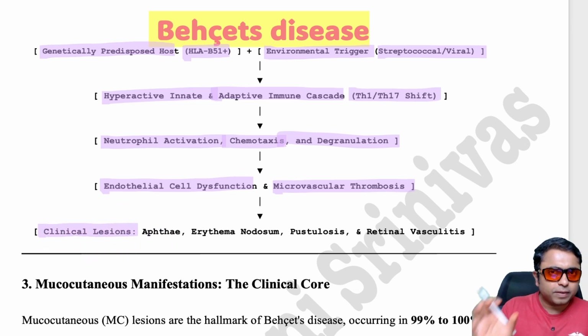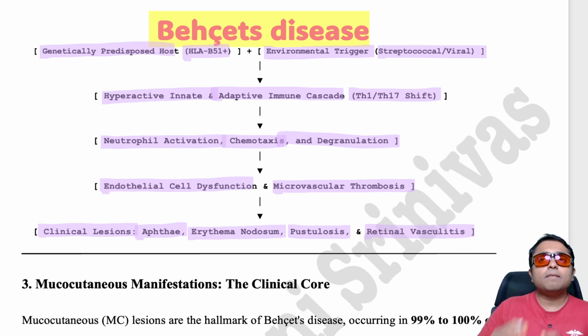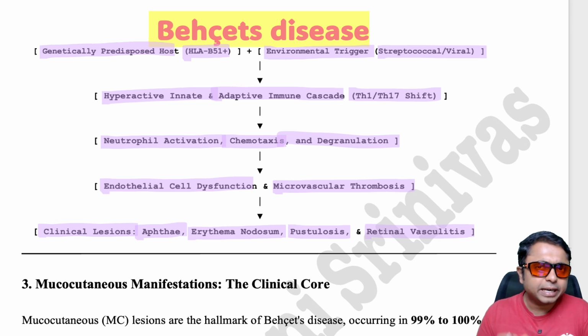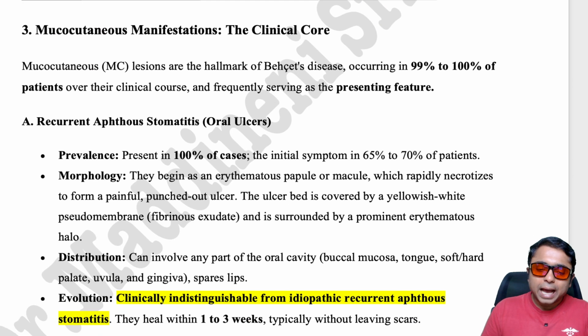Ultimately there is going to be vasculitis, which will manifest clinically as aphthous ulcers, erythema nodosum, pustule formation, which are sterile pustules without any organism, and retinal vasculitis. These are the clinical manifestations, in summary, because of the etiopathogenesis, which is initiated in a genetically predisposed individual with some unknown triggers. Now coming to the topic of clinical manifestations, especially in the mucosa and the skin, what are the changes we can see in the mucocutaneous manifestations?